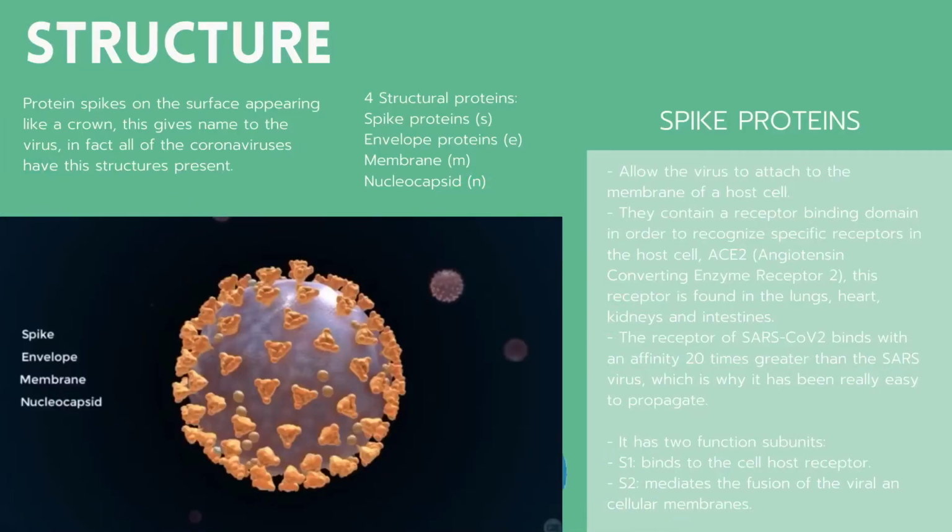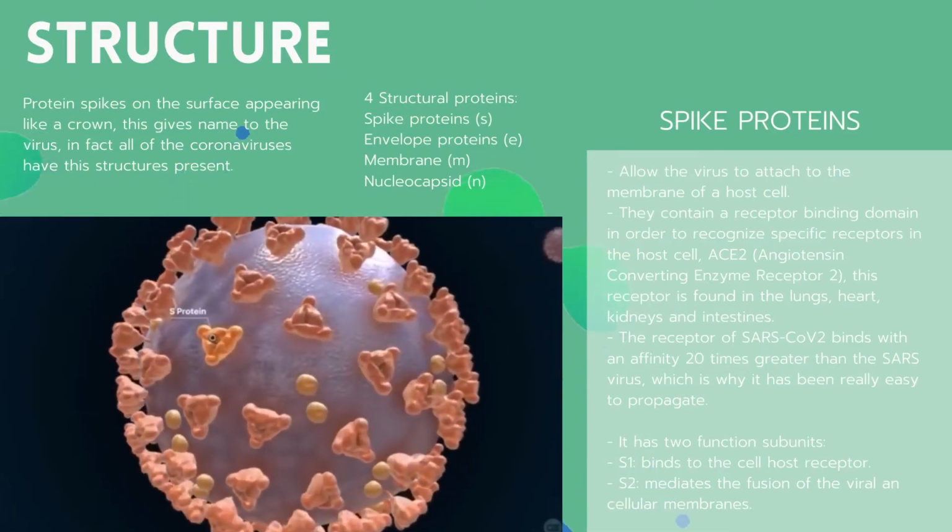Now, let's talk about the structure of the SARS-CoV-2. Protein spikes on the surface appearing like a crown give the name to the virus. In fact, all of the coronaviruses have this structure present. There are 4 structural proteins in it, which are the spike proteins, the envelope proteins, the membrane proteins, and the nucleocapsid. The spike proteins allow the virus to attach to the membrane of a host cell.